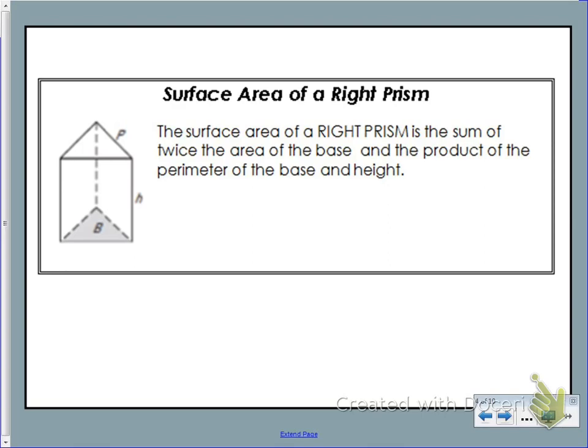Alright, let's take a look at this formula. This unit's all about surface area and volume. So we're going to learn how to find the surface area of a right prism. So this formula works for a right octagonal prism, a right rectangular prism, a right pentagonal prism, etc. Any base, this works. So the formula is S for surface area equals 2 times the area of the base, capital B, times capital P times H.